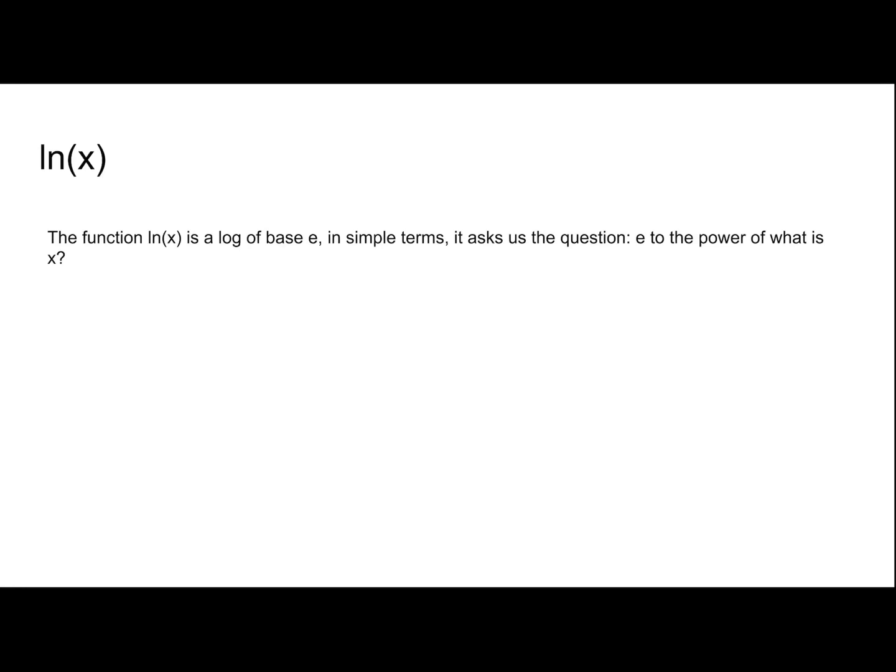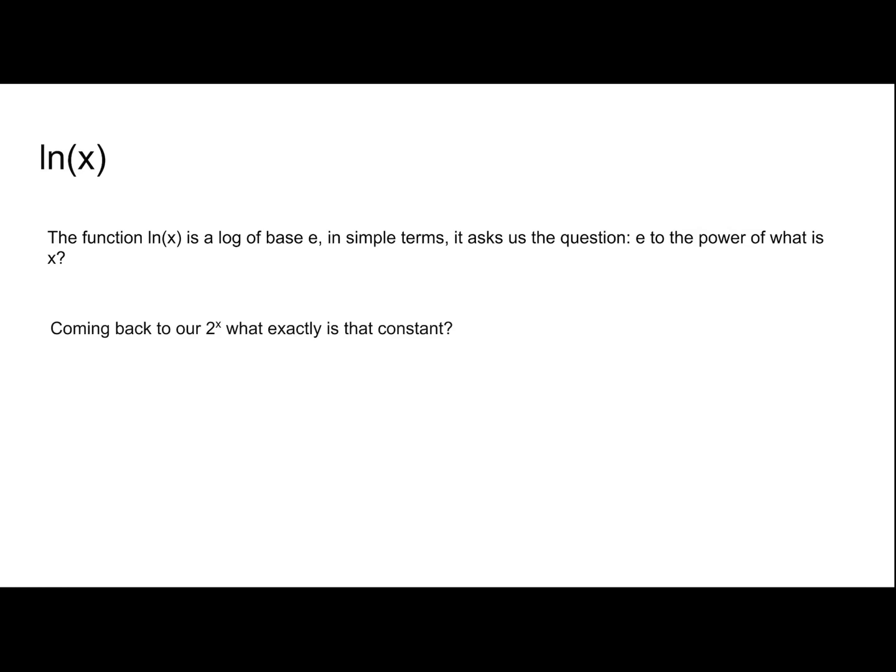So if we have ln of e, it's asking e to the power of what is e. In this case, e to the power of 1 equals e, so ln of e has to be 1. Similarly, if we have ln of 2, that's basically asking e to the power of what equals 2. That's just asking for the x value: what power of e is equal to that value.